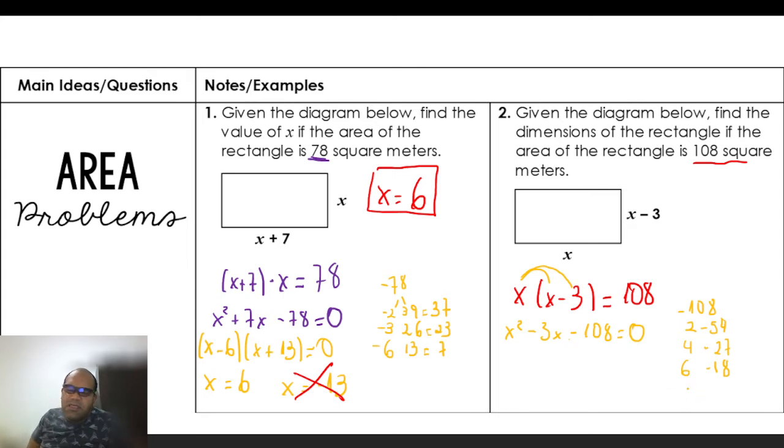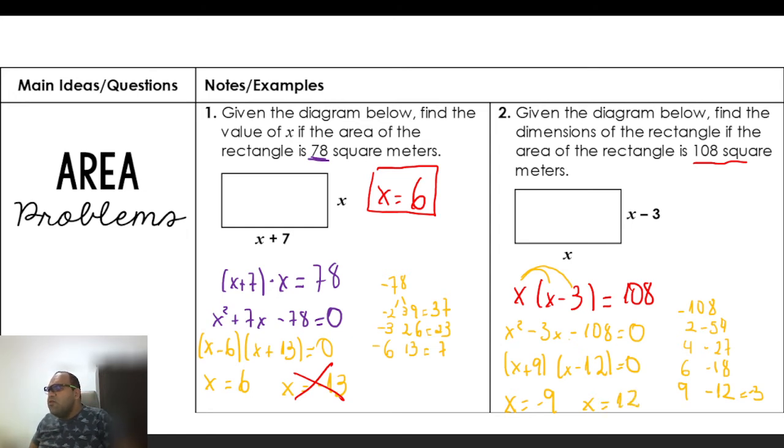Let's go next. 7, no. 8, no. 9. 9 works. 9 will be here, guys, if you understand, negative 12. Oh, nice. And 9 minus 12 is negative 3. Oh, these are great. Let's write right now: x plus 9 times x minus 12 equals 0. And here the solution: x equals negative 9, x equals 12.